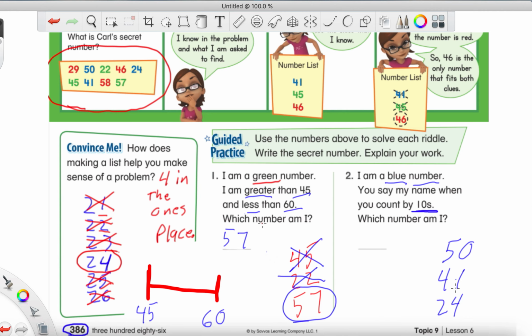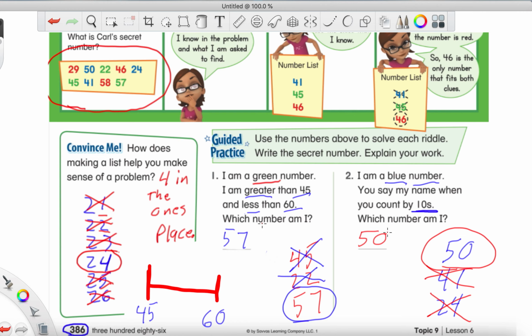Let's go to our next number, 41. And let's try counting by tens to check our work. 10, 20, 30, 40, 50. We didn't say 41. We end up skipping it when we count by tens. So 41 is definitely not one of those numbers. Okay, what about 24? Let's check. 10, 20, 30. No, it's not 24 either, because we don't say that when we count by tens. So the last number is 50. That is our secret number.